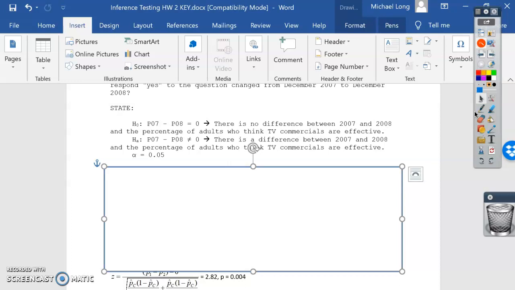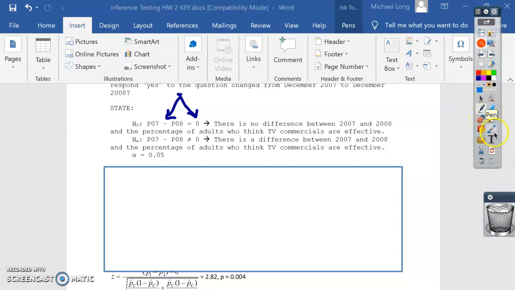The other thing I want you to note is that the null hypothesis is always equals. So if you notice here, I use an equal sign for the null hypothesis, and that's intentional. That will always be true. The alternative hypothesis is always something else, either less than, greater than, or not equal to. In this case, it's not equal to. We just want to show there's a difference. We don't care whether it was higher in 07 or higher in 08. We just want to know that there was a difference. And there's an alpha level, which is the classic one, 0.05. Okay, so now let's go down to the plan.